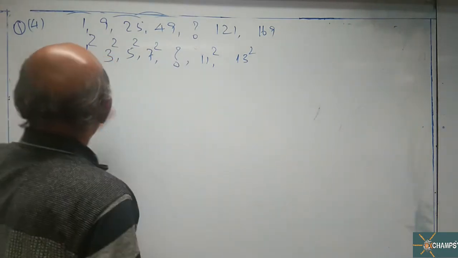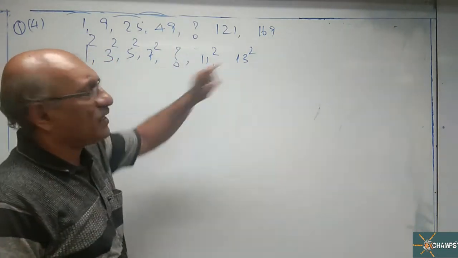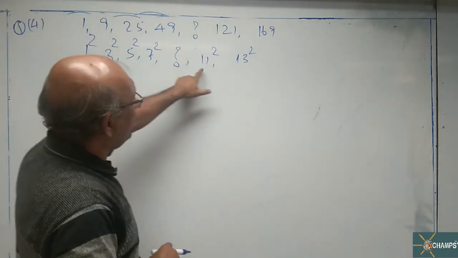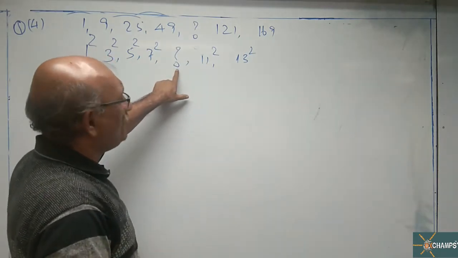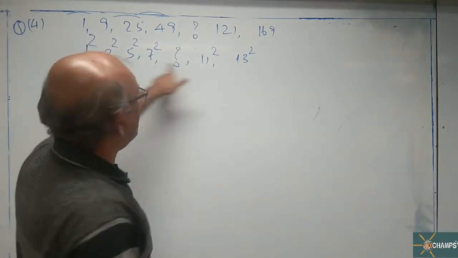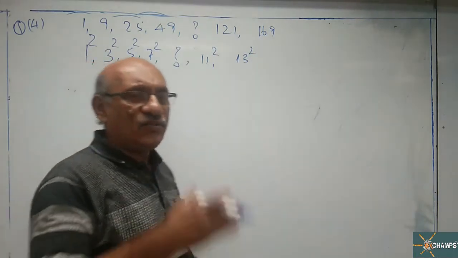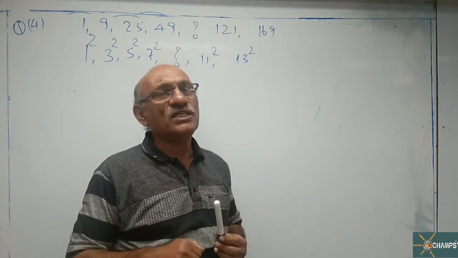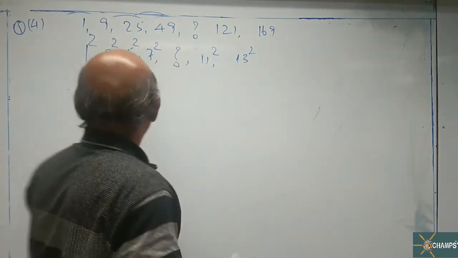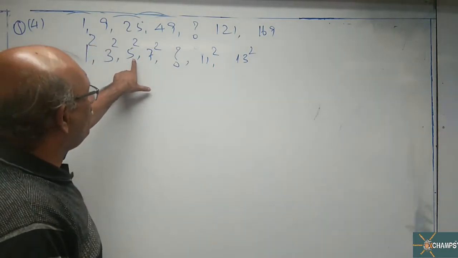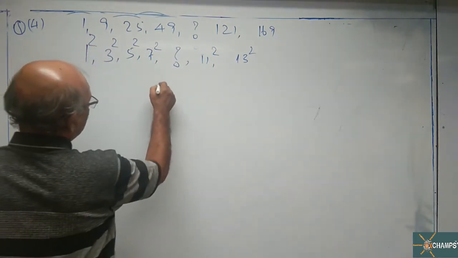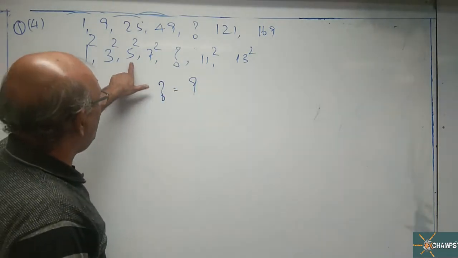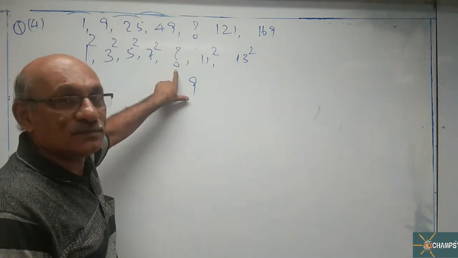Forget about the powers, sir. 1, 3, 5, 7, 11, 13. Forget about the powers for a while. If I take this missing figure as 9, this is an increasing series, in arithmetic progression. By adding a constant 2, you are getting the next number. 1 plus 2, 3, 3 plus 2, 5, 5 plus 2, 7, 7 plus 2, 9.